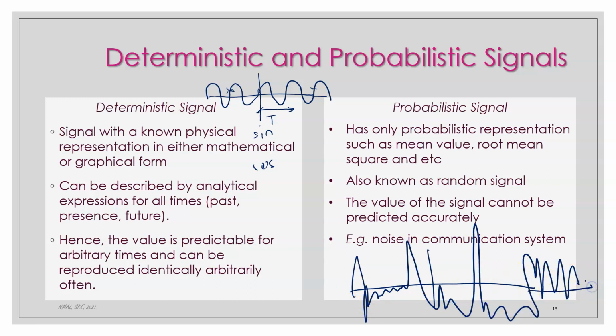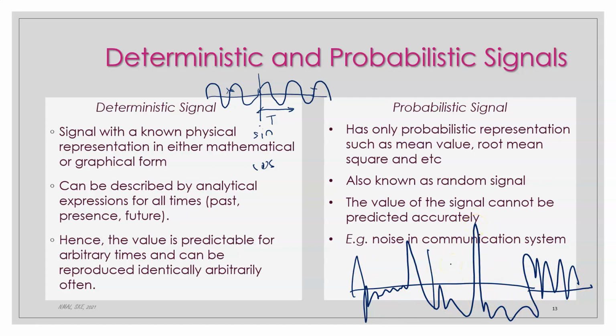Okay, so how can you describe the signal? You cannot describe the signal because you cannot determine the duration, because this signal is not repeatable. You can only calculate the average of the signal. Using integration, you can calculate the average of the signal, or you can calculate the variance of the signal.